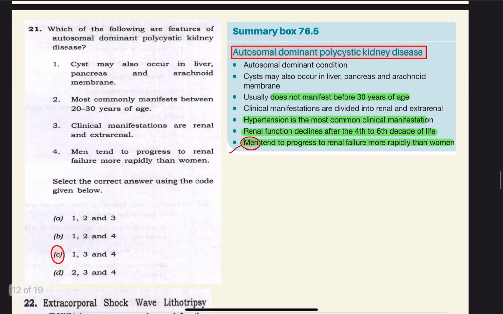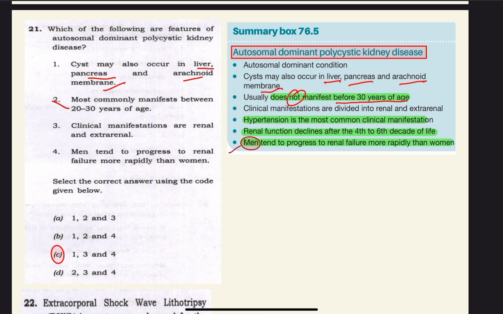Now question number 21. Which of the following are features of autosomal dominant polycystic kidney disease? Direct line from this table. This is autosomal dominant, the name itself says it. Cysts also occur in the liver, pancreas and arachnoid membrane. The most common manifestation is between age 20 to 30. So it does not manifest before the age of 30 years.